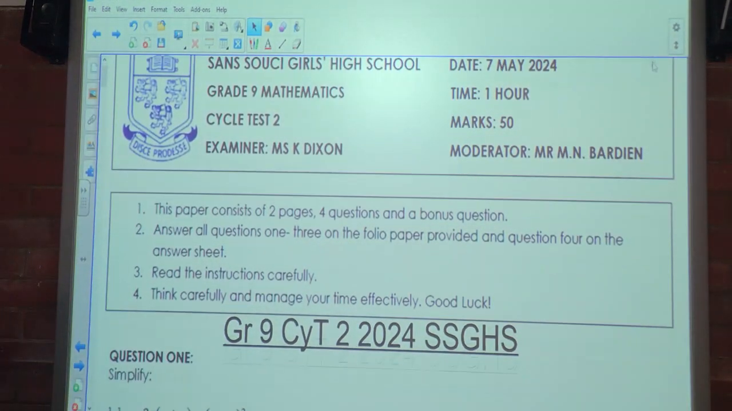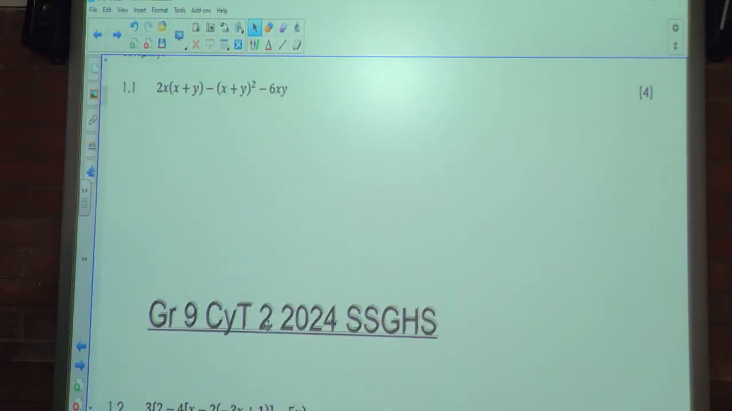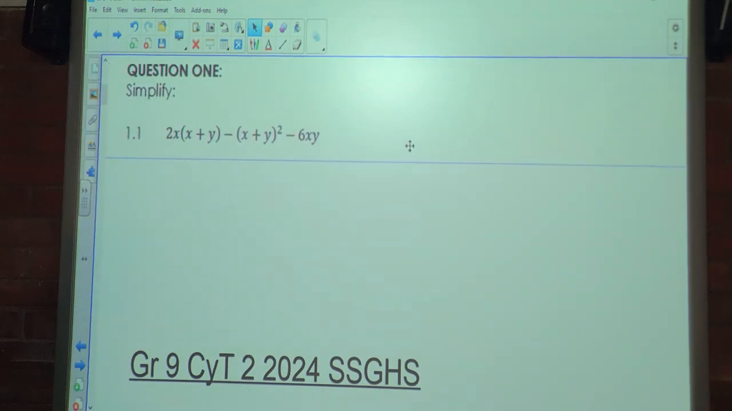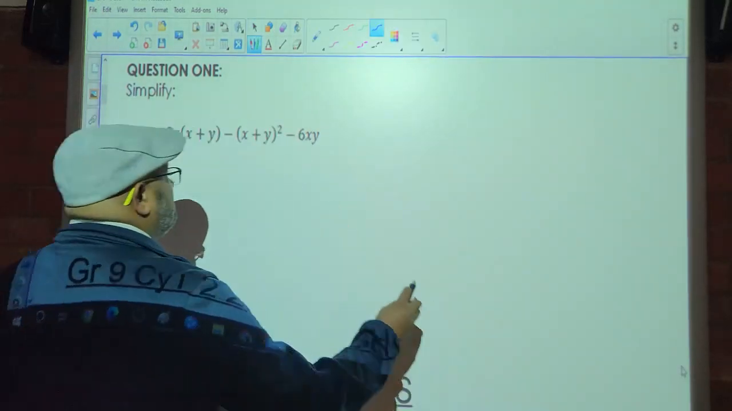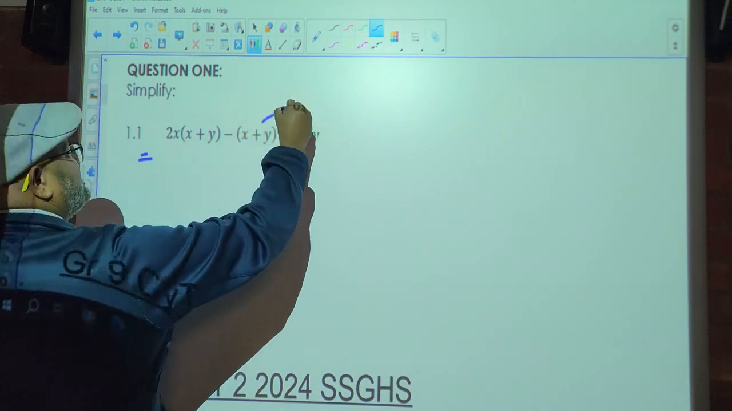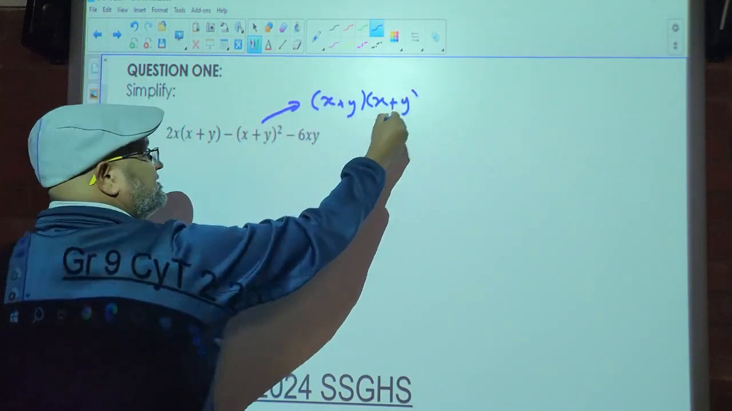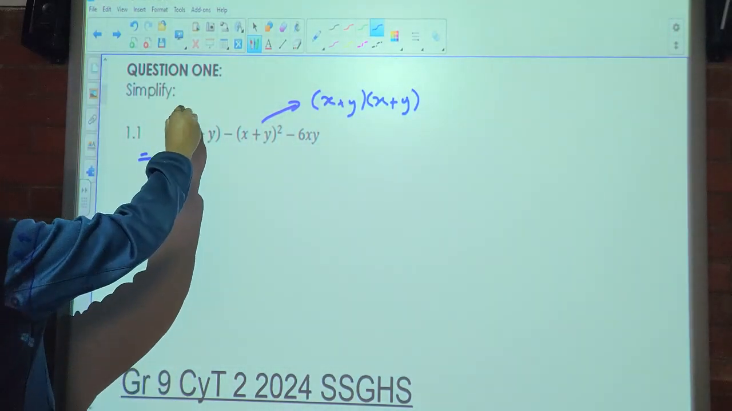Alright, so let's go. The question says simplify. People, if you are asked to simplify, then your answer should not contain any brackets, because you must get rid of the brackets. So, people, this is a binomial squared, so that gets written out twice. It's x plus y times x plus y. You should not get rid of that bracket.